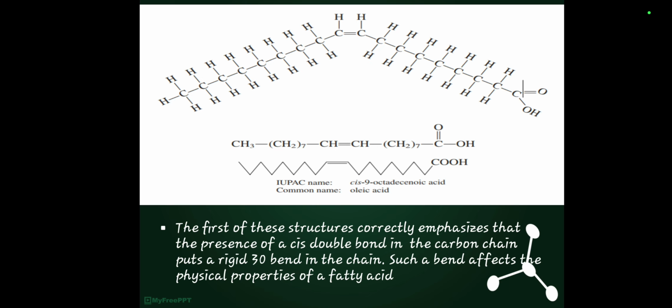As you can see in the illustration, the double bond is at the center of the structure, and each carbon on the sides has a hydrogen attached. So that makes a cis double bond fatty acid, or a cis fatty acid, which is one component of monounsaturated fatty acid.